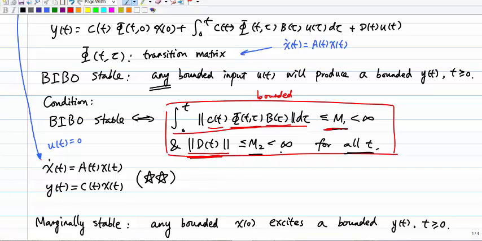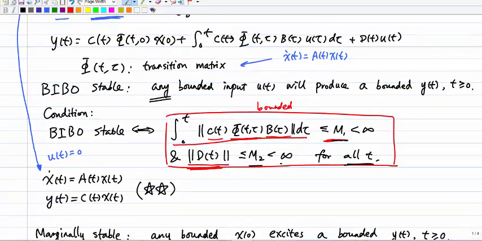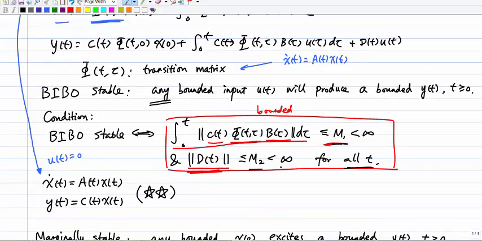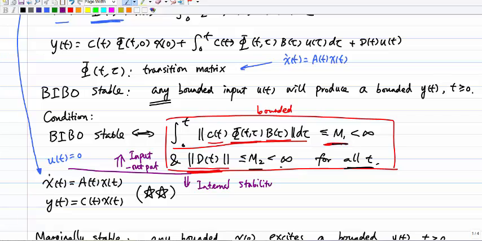Now we move to marginal stability and asymptotic stability. This is called internal stability; the previous one was input-output stability. I want to emphasize that for internal stability, as we mentioned for the linear time invariant system, the input is assumed to be 0. So here we assume my u(t) is 0. I don't have an input. I want to see how the output will behave if I give some initial condition.